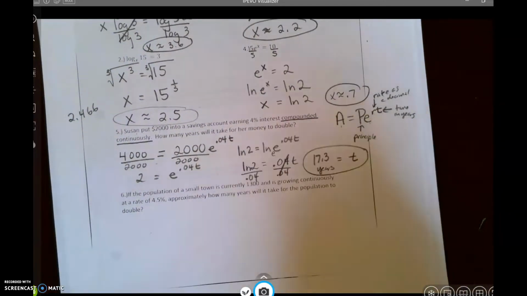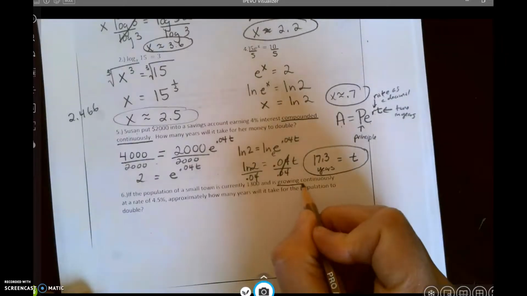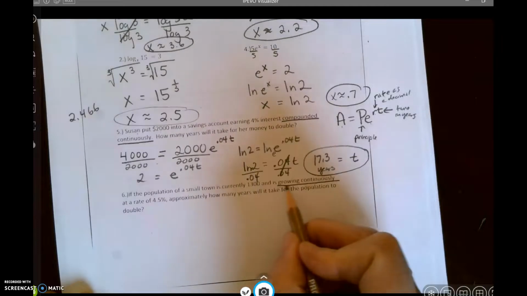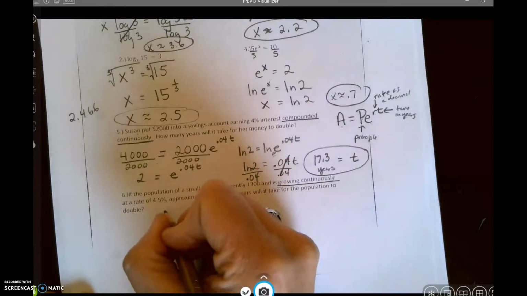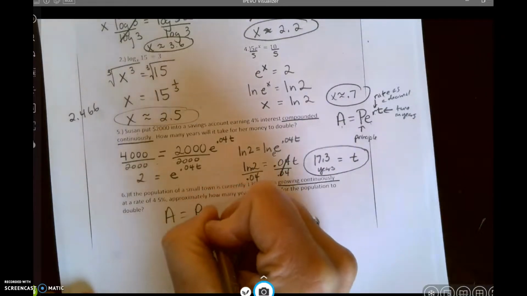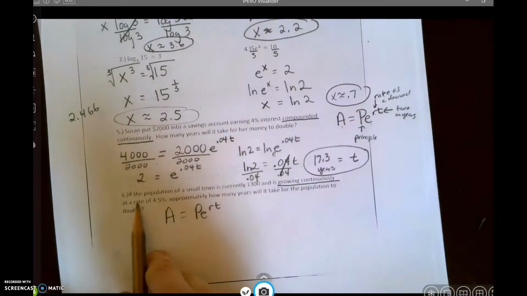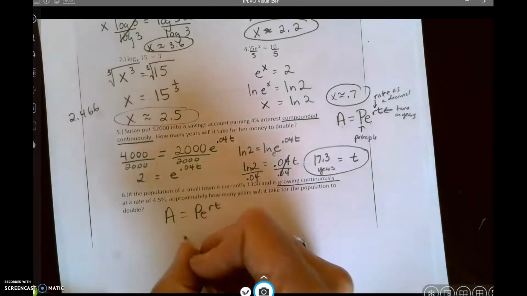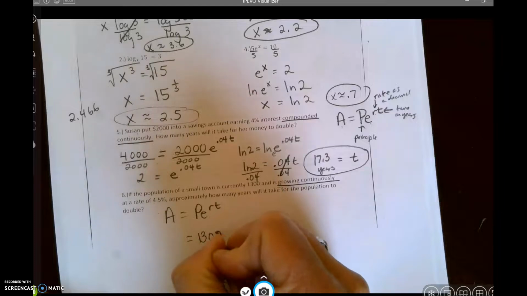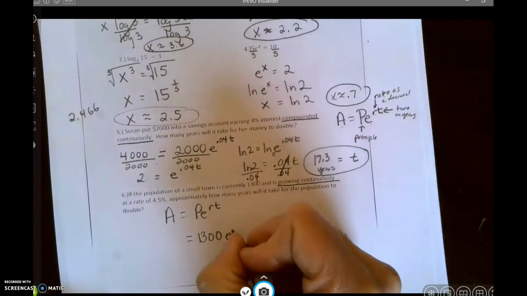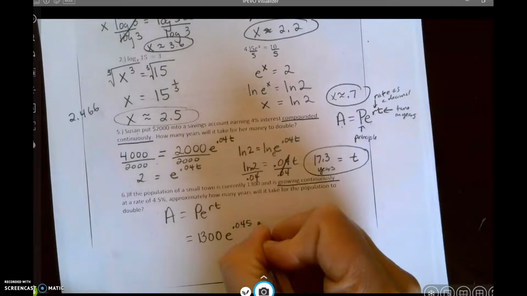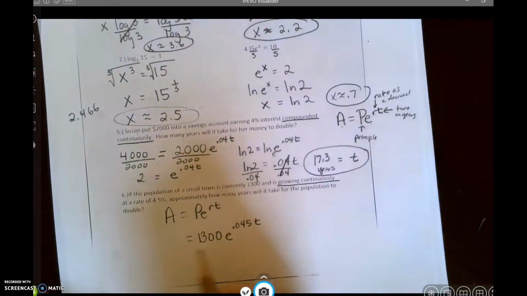Number 6. If the population of a small town is currently 1,300 and is growing continuously. Anytime it's growing continuously, we're going to use A equals Pert at a rate of 4.5%. Approximately how many years will it take for the population to double? Well, the original amount is 1,300. e, the rate is 0.045. Time we don't know. We want it to double, so that's going to be 2,600.